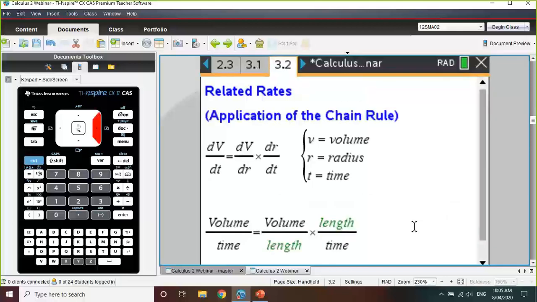Okay? So related rates is just an application of the chain rule. So for example, we might have dV/dt, which could be dV/dr times dr/dt, where V is volume, r is radius, t is time. We think about the units like before: volume over time. We might be given dr/dt, such as length over time, so we need volume over length to cancel out these length units. So we're left with volume and time.